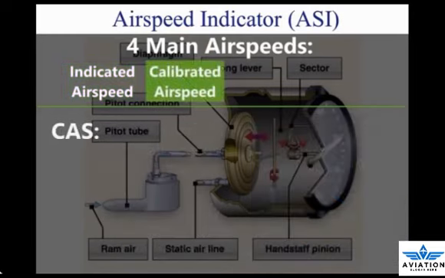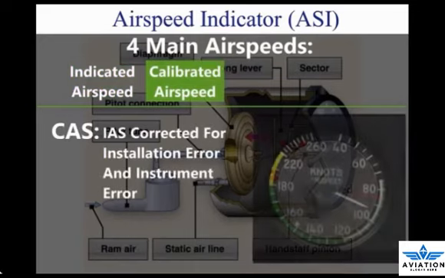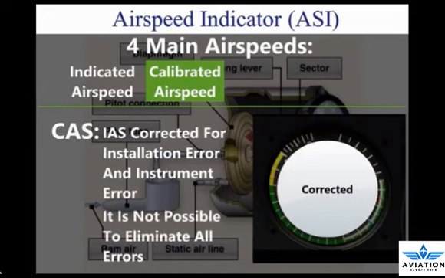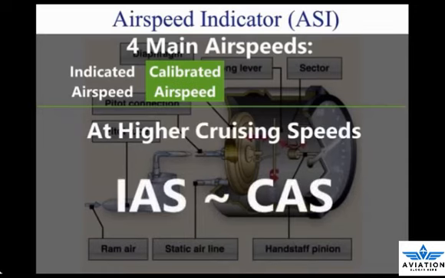2. Calibrated airspeed, CAS. IAS corrected for installation error and instrument error. Although manufacturers attempt to keep airspeed errors to a minimum, it is not possible to eliminate all errors throughout the airspeed operating range. At certain airspeeds and with certain flap settings, the installation and instrument errors may total several knots. In the cruising and higher airspeed ranges, IAS and CAS are approximately the same. Refer to the airspeed calibration chart to correct for possible airspeed errors.